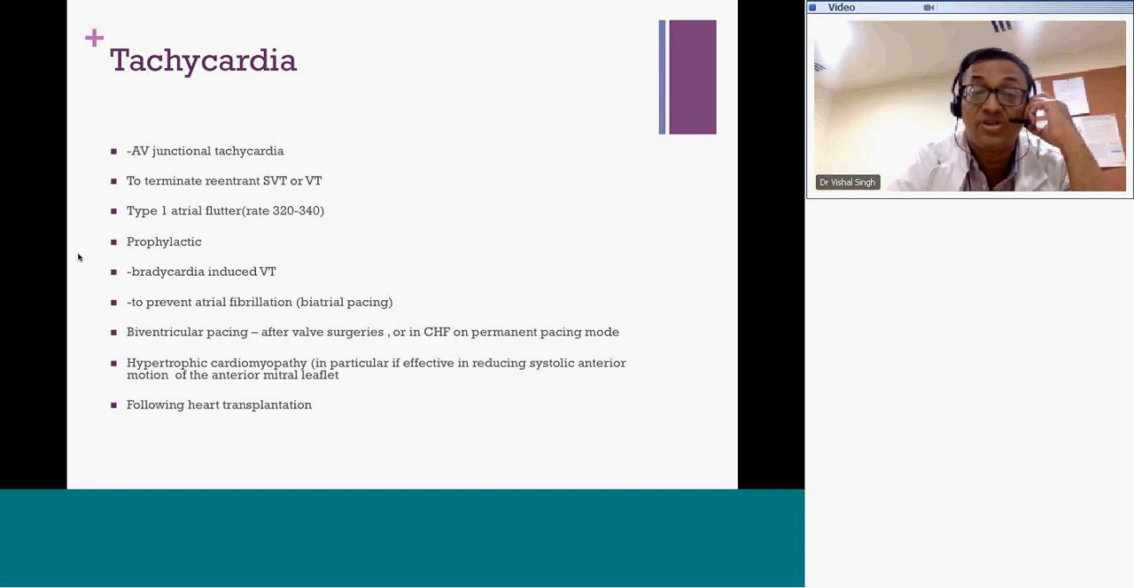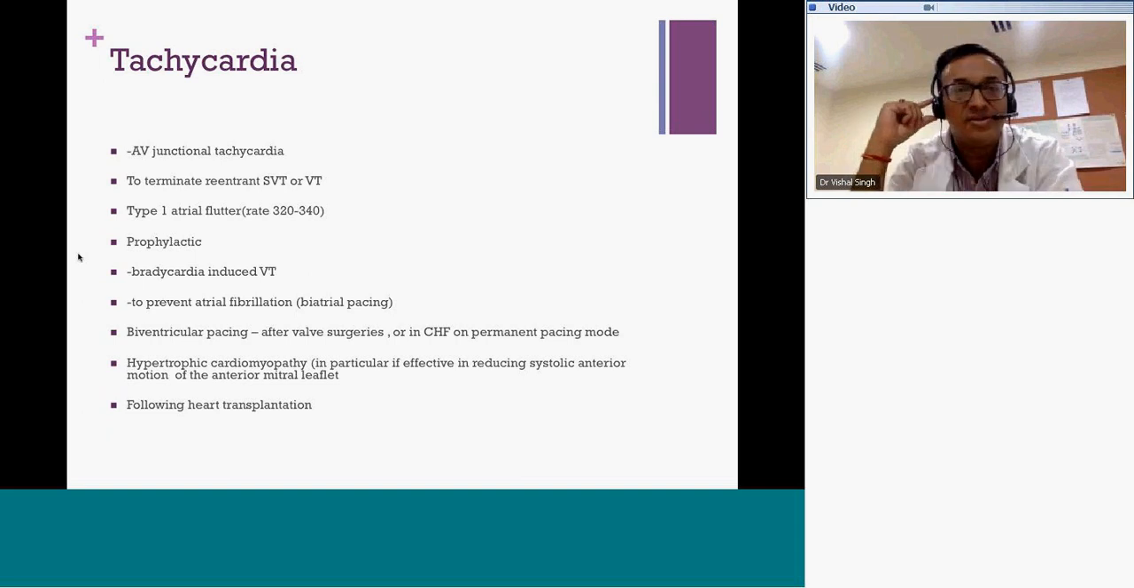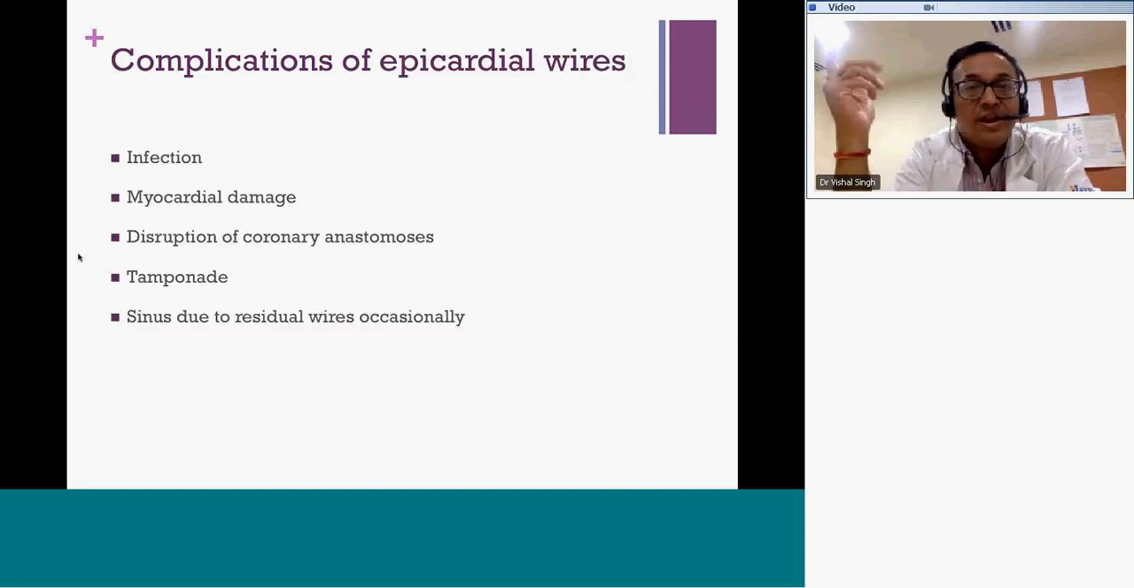Biatrial pacing after valve surgery is something which does happen, and a lot of centers, probably abroad, are doing it as well. Or in a CHF patient, biventricular pacing for a permanent pacemaker as well. In hypertrophic cardiomyopathy, for a very specific reason of reducing the systolic anterior motion of the anterior mitral leaflet. Now that is a very rare indication, I'll be very frank with you. And in heart transplantation, sometimes if you end up with heart block, you may have to use it.